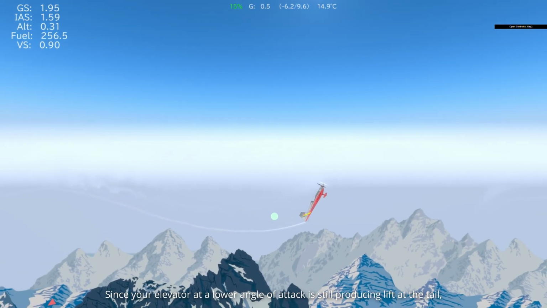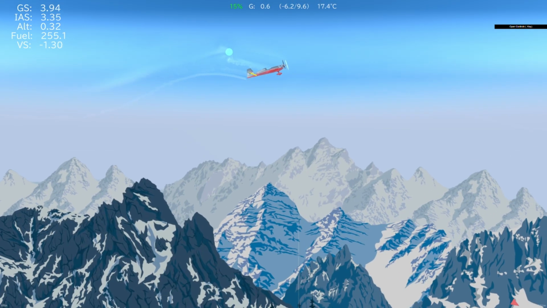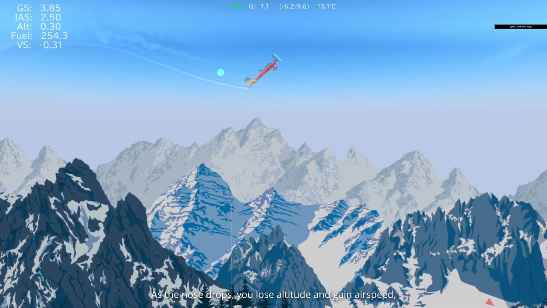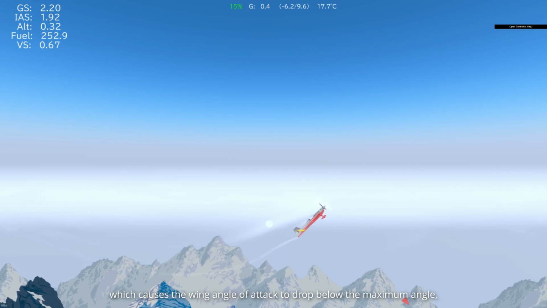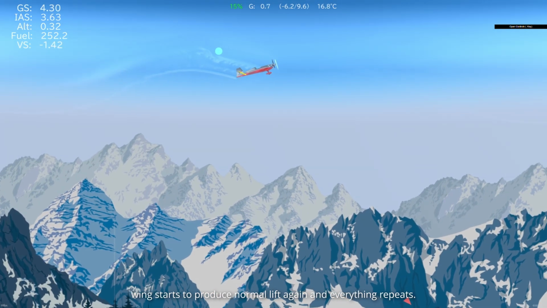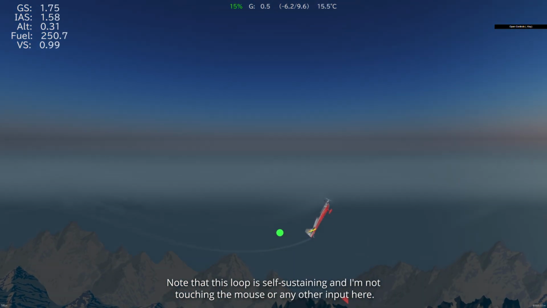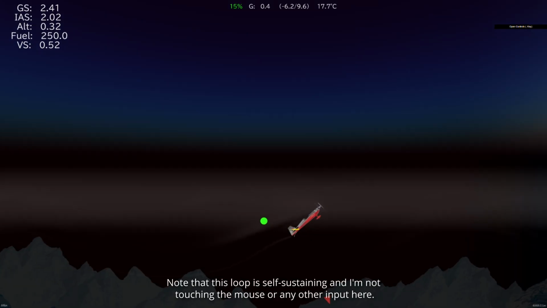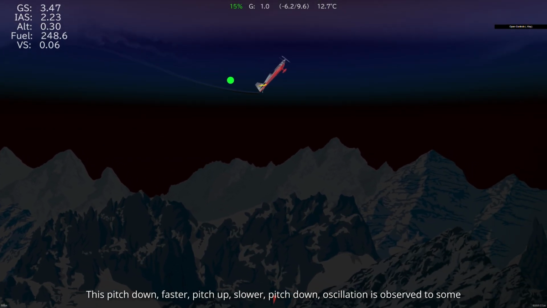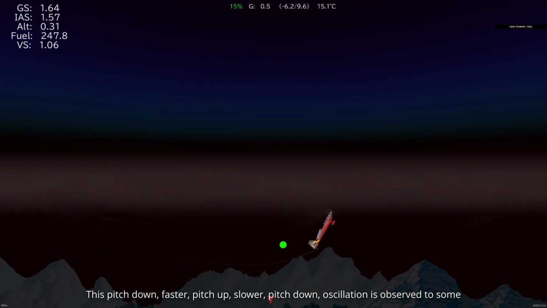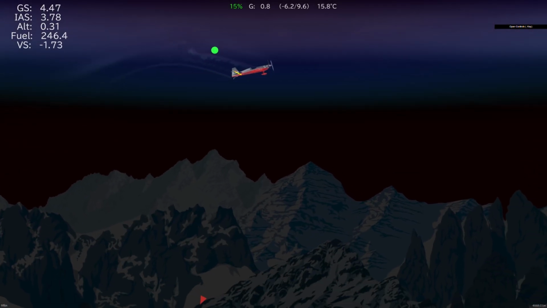Since your elevator at a lower angle of attack is still producing lift at the tail, this causes the airplane nose to drop. This nose drop is called stall. As the nose drops, you lose altitude and gain airspeed, which causes the wing angle of attack to drop below the maximum angle. The wing starts to produce normal lift again and everything repeats. Note that this loop is self-sustaining and I am not touching the mouse or any other input here. This pitch down, faster, pitch up, slower, pitch down oscillation is observed to some degree in anything that flies, from paper airplanes to jumbo jets.